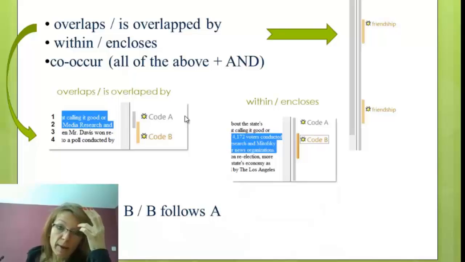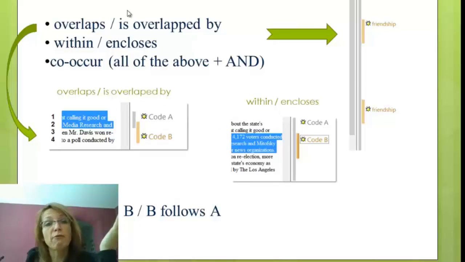Now I want to talk a bit about the proximity operators. There are basically five. We have overlaps, is overlapped by, within and encloses, and as the name says, proximity means proximity here in the margin area. Co-occur would also fit under it, because with AND we have one quotation, as mentioned, with two codes attached to it. We have no example here on this slide.